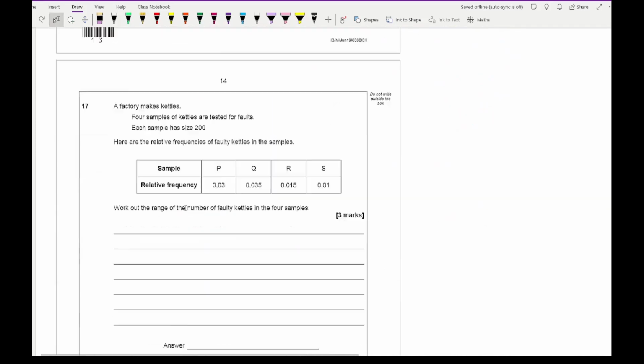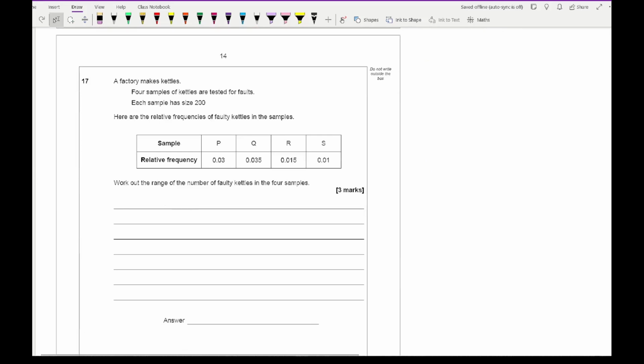Moving on to question 17, it says that a factory makes kettles. 4 samples of kettles are tested for faults. Each sample has a size of 200. Here is the relative frequency of the faulty kettles in each of the samples. The question is asking us to work out the range of the number of faulty kettles in the 4 samples. So for this, we need to work out how many faulty kettles there are in each one. How do we do that? We multiply the sample size, which is 200, by the relative frequency.